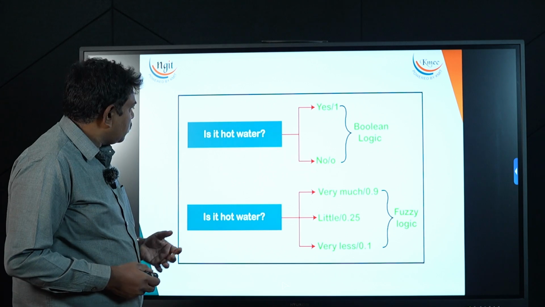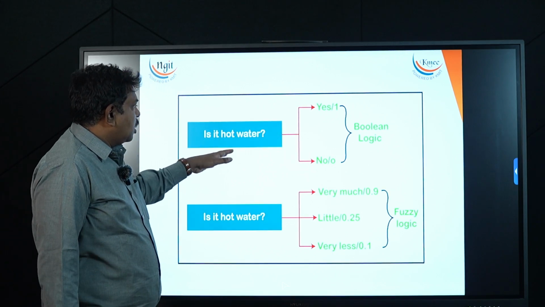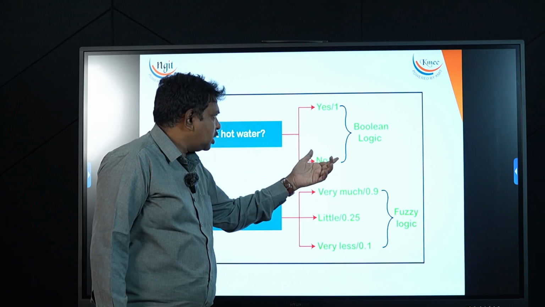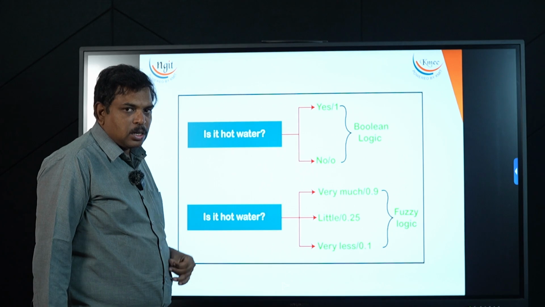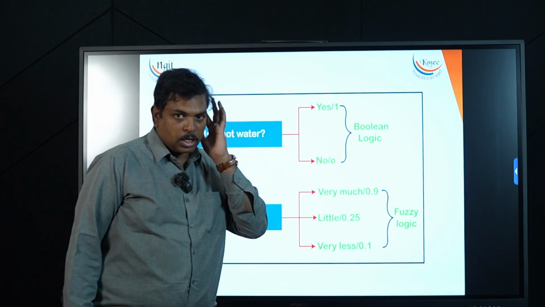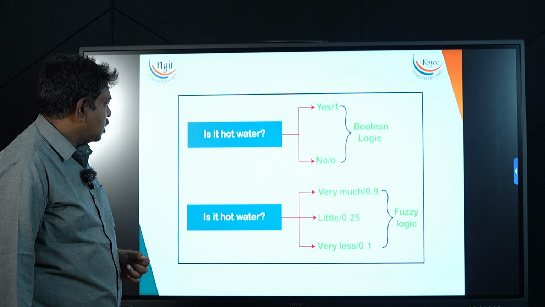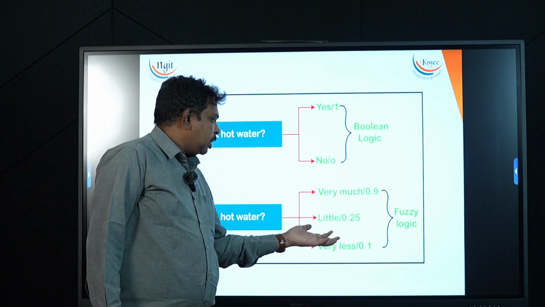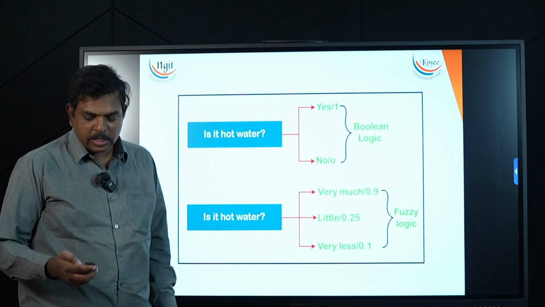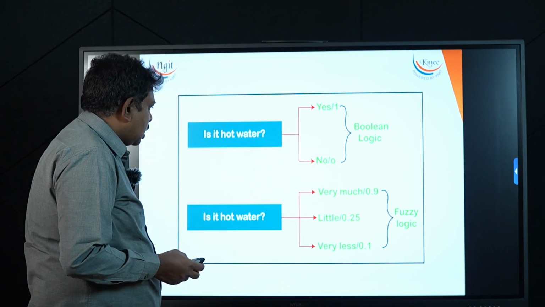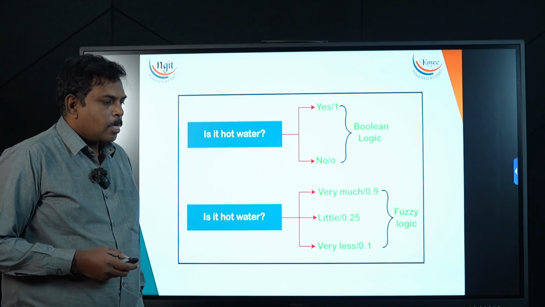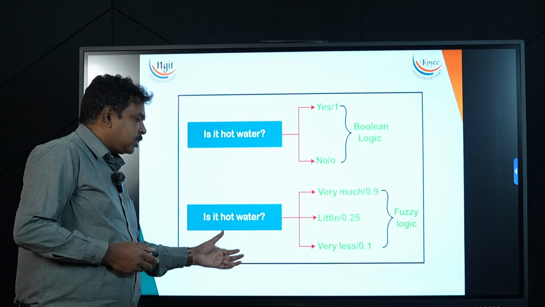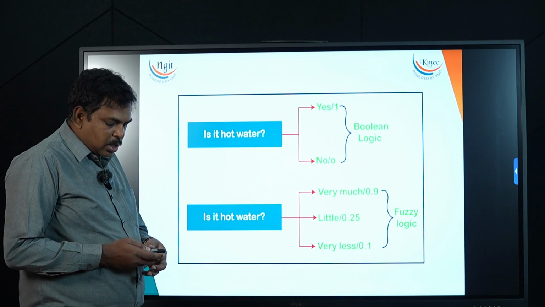Suppose we ask one question: is it hot water? If your answer is yes or no, meaning 1 or 0, then your answer comes under Boolean logic, which is a crisp logic, meaning you have given a clear answer. Suppose your answer says very much, little, very less, then we can say it's a fuzzy answer. But if you see the problems, most of them come under this category.